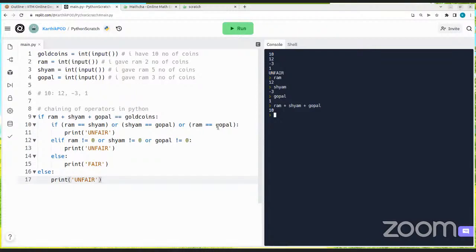So the second condition will be false, right? Which one? That line number 10? Line number 10. Can you tell me why? Because Ram is not equal to Shyam, Shyam is not equal to Gopal, and Ram is also not equal to Gopal. So all three of them will be false, right? Correct. This will be false. So I won't execute this if condition. So I'll go and check this, right? All three are now non-zero, right? That is also correct.